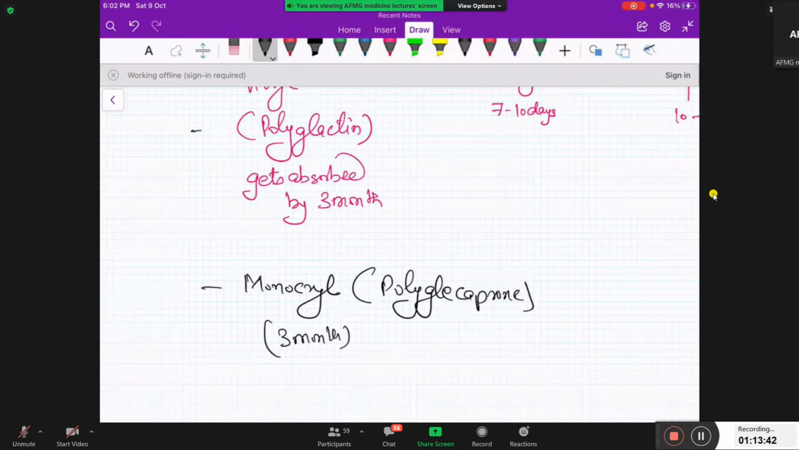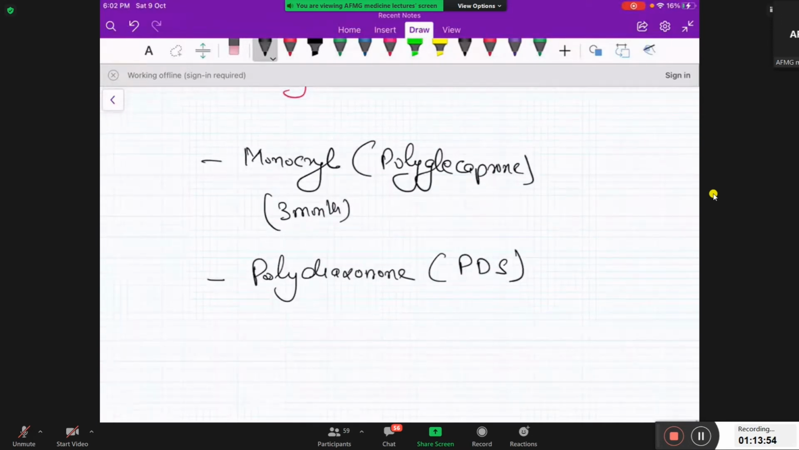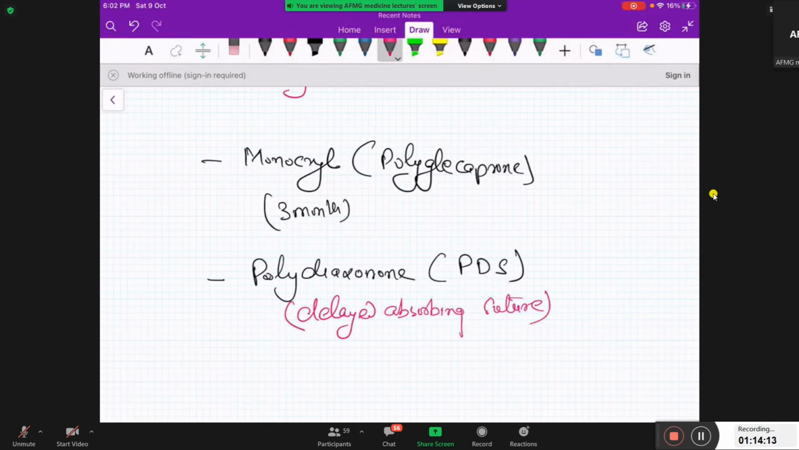We also have polydioxanone, also called PDS, which is also called a delayed absorbing suture, and it gets absorbed in 180 days.